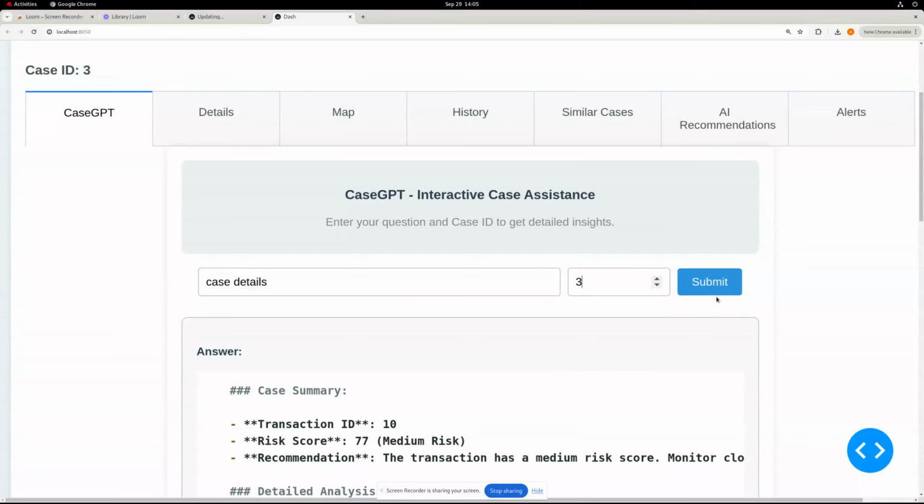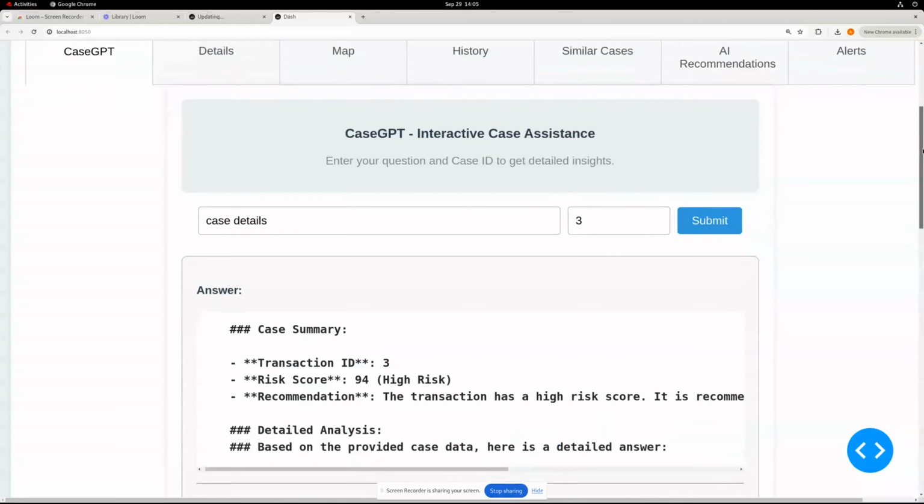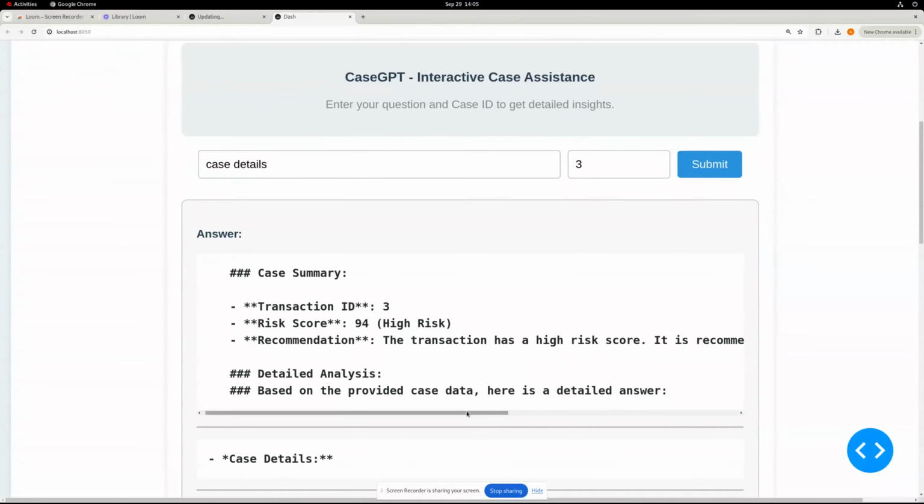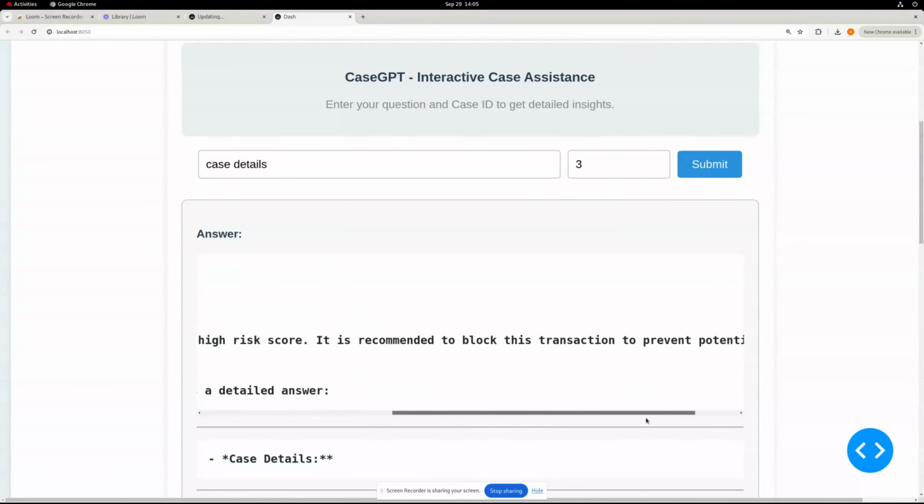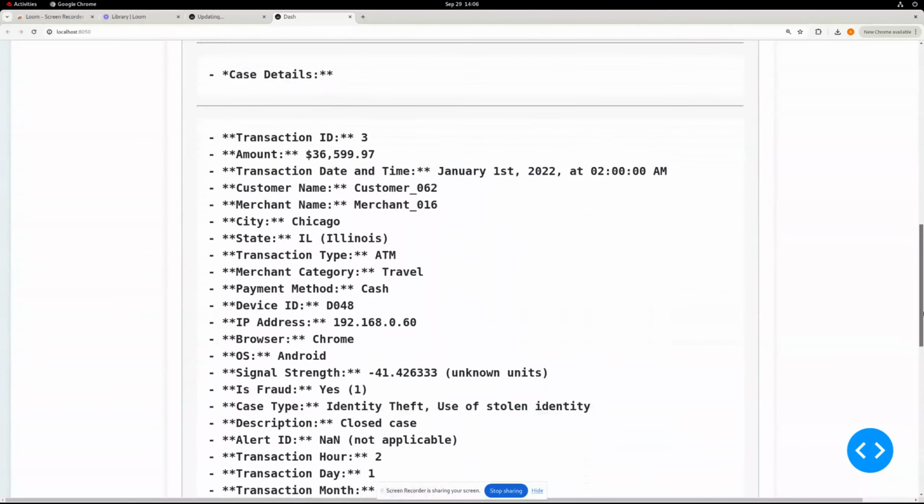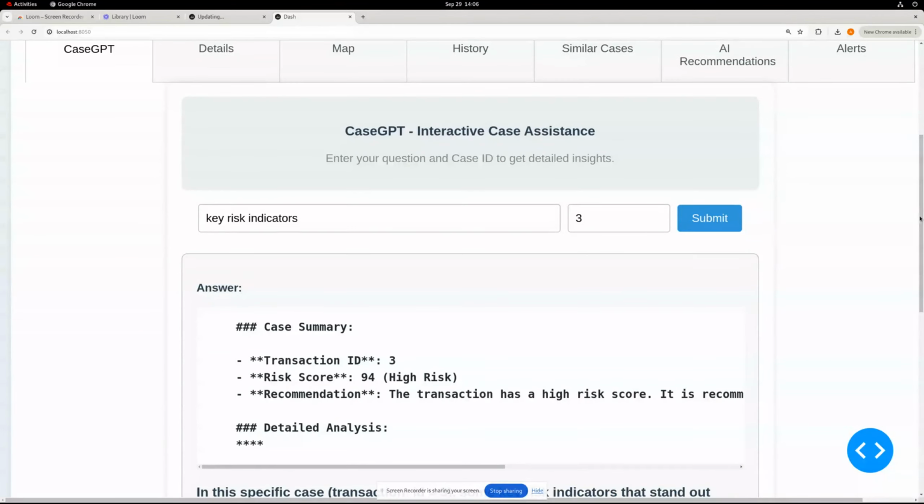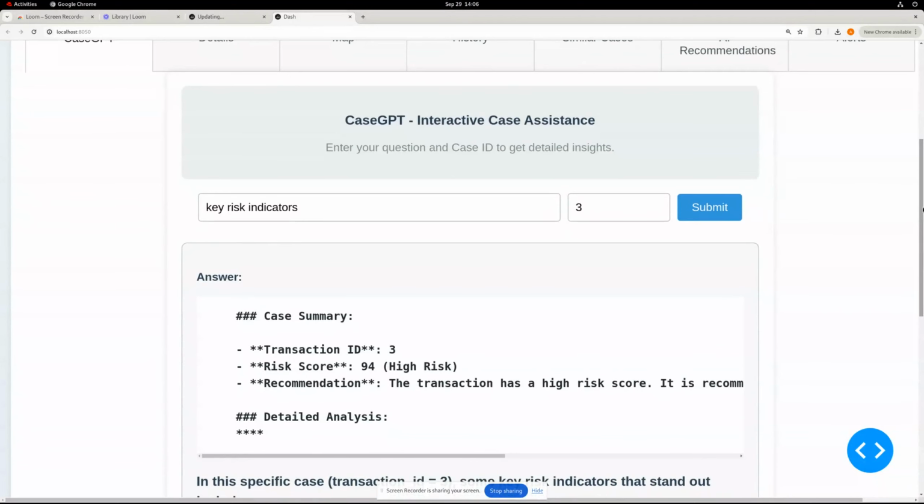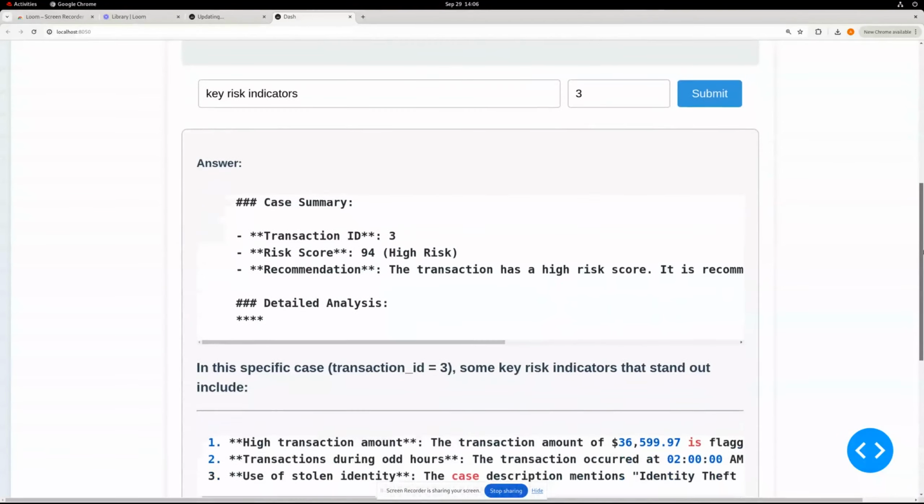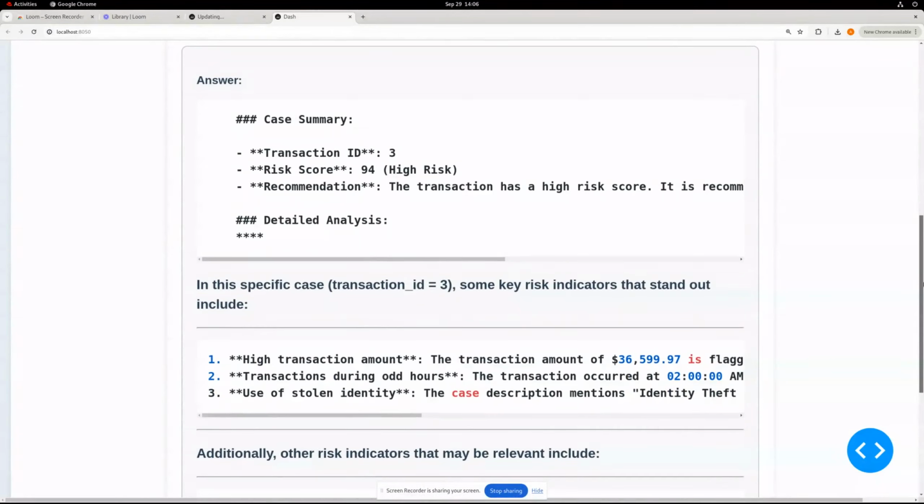In the next example, the case is flagged as a high-risk case. In this case, the recommendation is to block the transaction. Next, let's ask for the key risk indicators. The key risk indicators highlighted include the transaction amount, the time of the transaction, and the possibility that a stolen identity was used for the transaction.